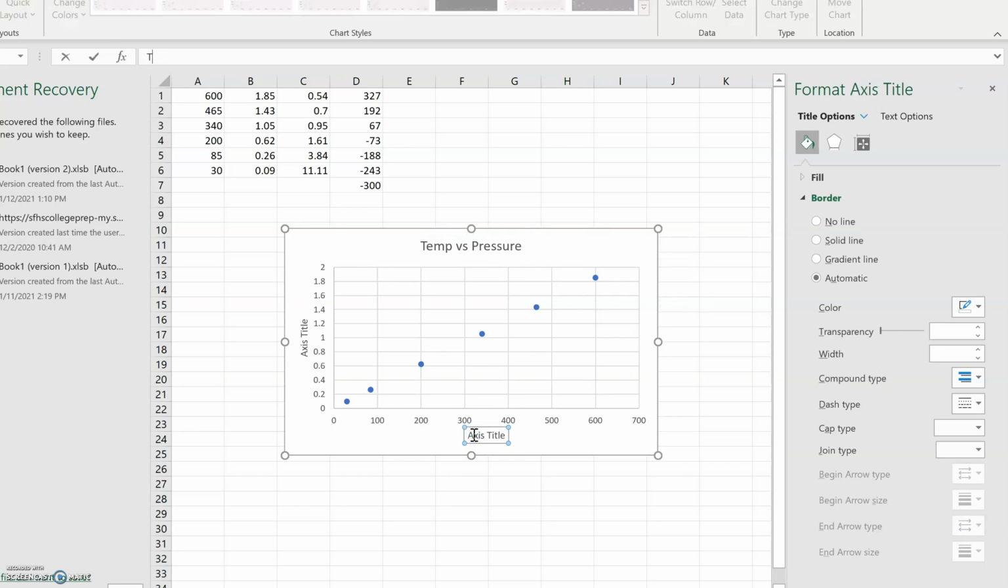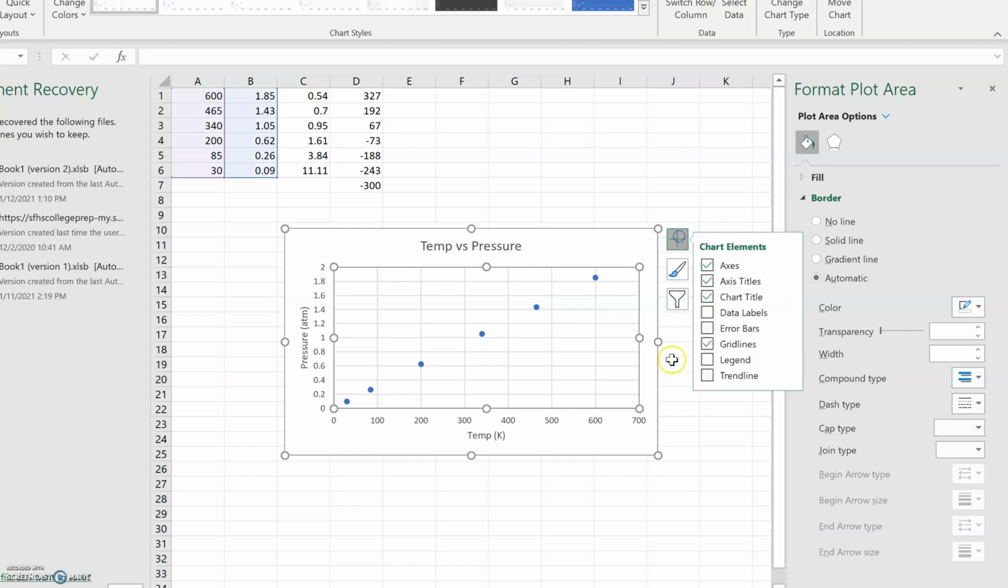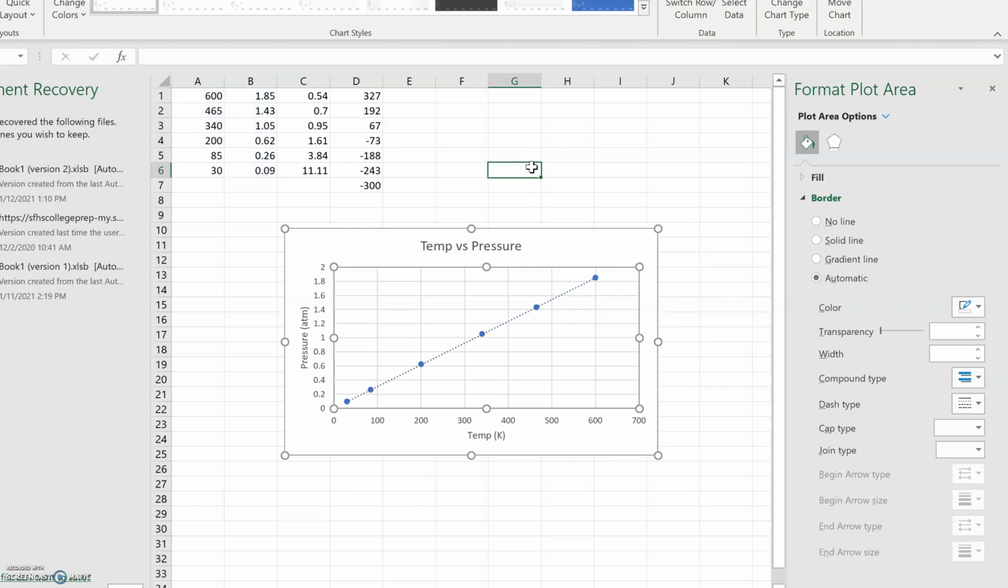This is, of course, temperature in kelvins, and I'll label this one appropriately. This is going to be pressure in atmospheres. All right, if you want to insert a trend line, you can. You just click on the plus and it'll ask for a trend line, and you can if you want, but we're not really going to worry about that one.